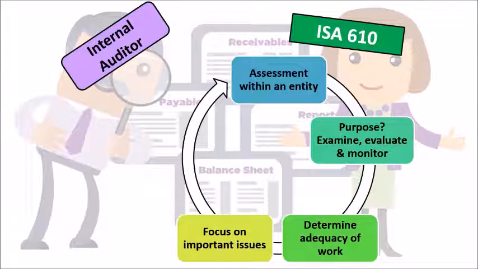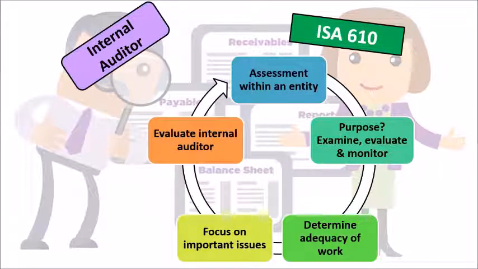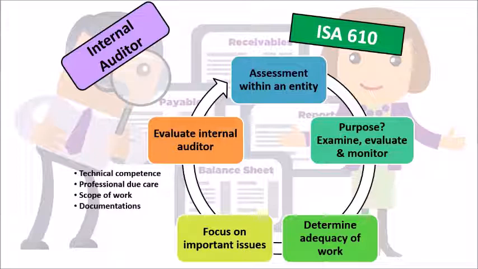Basically, external auditors should understand the overall work to determine whether they can rely on it. Besides that, the objective, scope and function of the internal auditor's work should be more or less the same as the external auditor's to influence the judgment about nature, timing and extent of external audit procedures. Thus, the external auditor would evaluate the internal auditor's work in terms of the following to accept it: technical competence, professional due care, scope of work, documentation on planning, and sample size selected by the internal auditor.